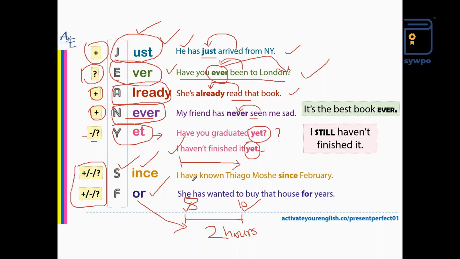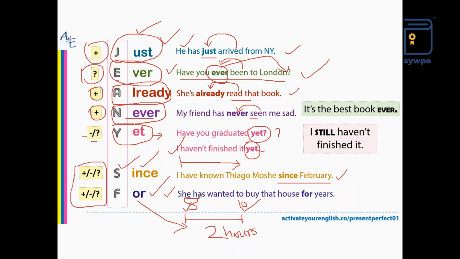So here I have known Tiago Mushi since February. That means I started to know him in February and I still know him. I can't say that I don't know him anymore. So it is something that is still in process. It's not complete. Okay? And that's why we use since.